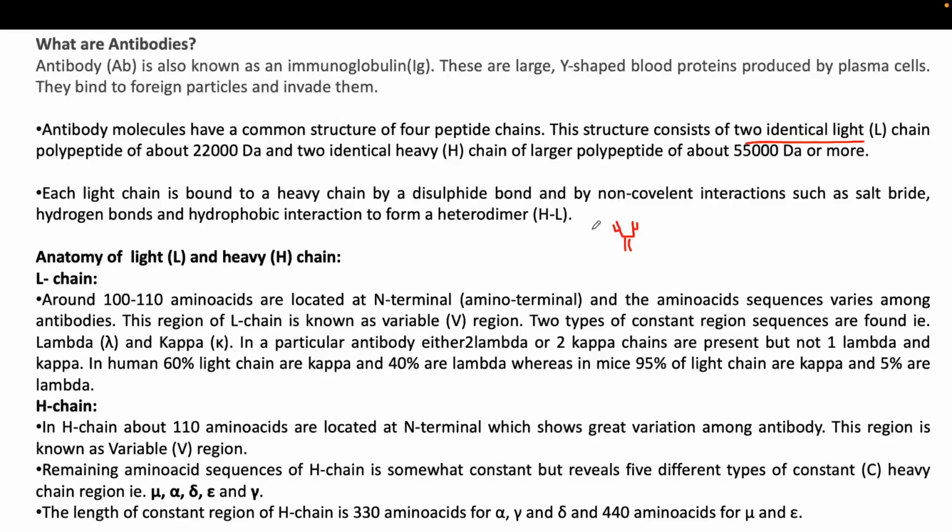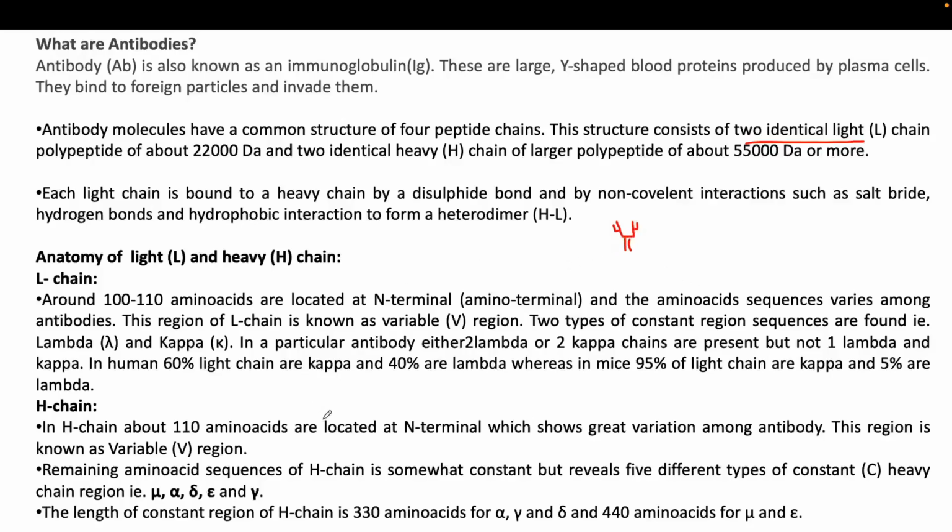So in the light chain there are two regions, one constant and one variable. The constant region can be of two types, either kappa or lambda, but it is never the case that one chain has the kappa region and the other has the lambda region. If one immunoglobulin is there, both light chains have either the kappa or the lambda constant region. Likewise, the antibody has the H chain.